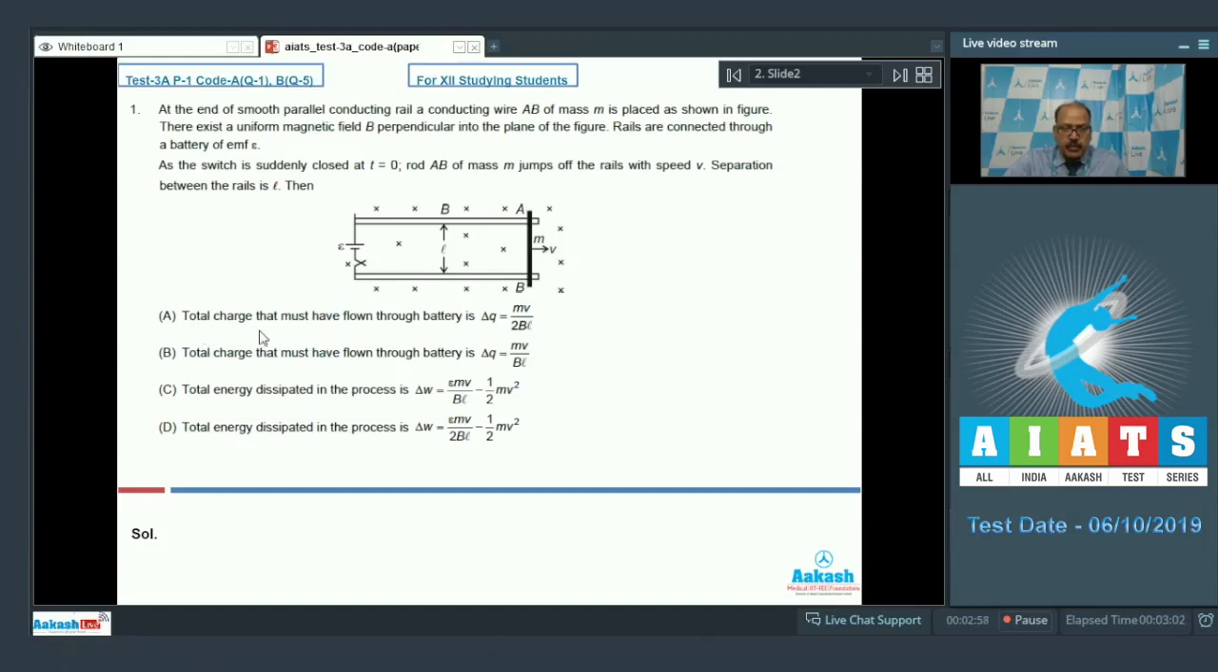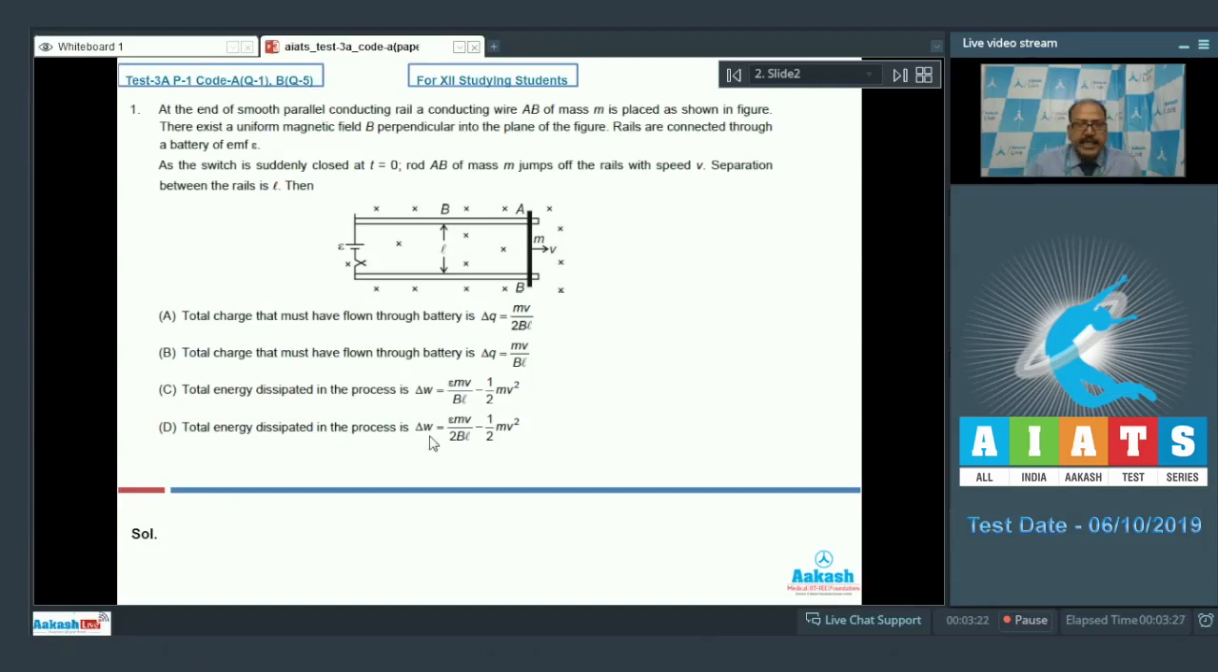The option A says total charge that must have flown through the battery is delta Q equal to this much. Option B is also about the charge that has flown. And option C is about total energy dissipated in the process. D is also about the total energy dissipated in the process.